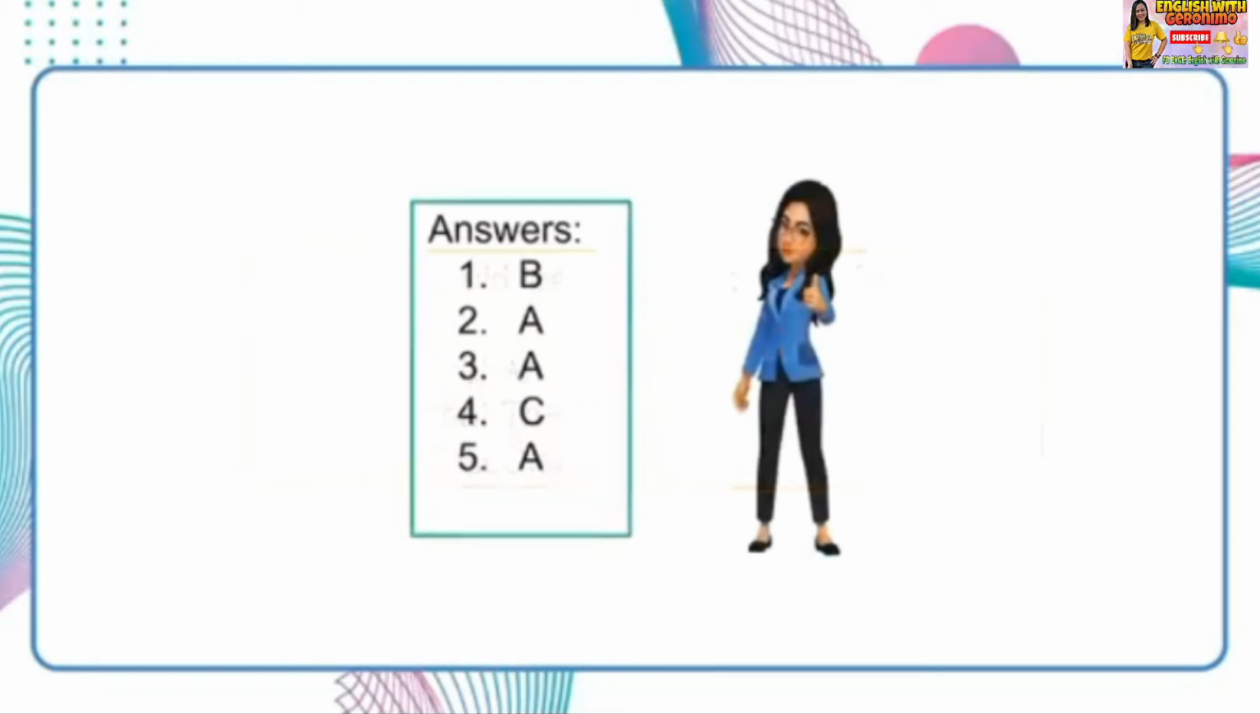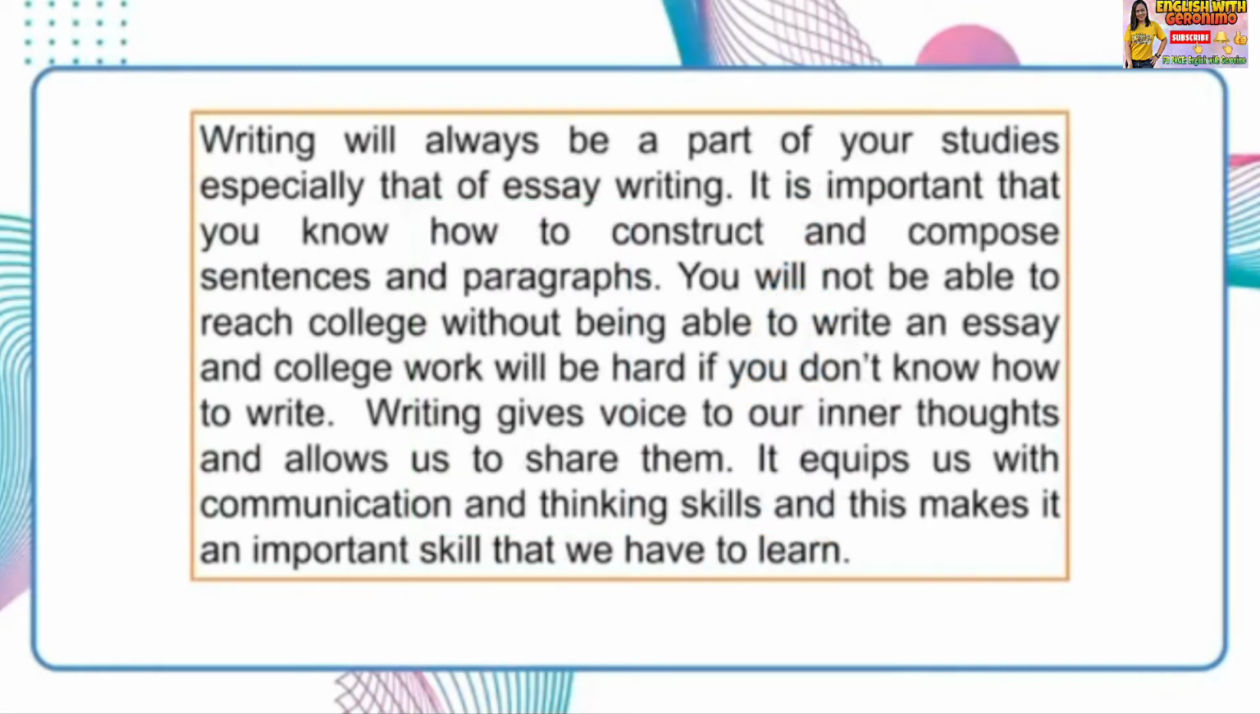Here are the correct answers. Number 1 is B, number 2 is A, number 3 is A, number 4 is C, and number 5 is A. Writing will always be a part of your studies, especially that of essay writing. It is important that you know how to construct and compose sentences and paragraphs. You will not be able to reach college without being able to write an essay. And college work will be hard if you don't know how to write.